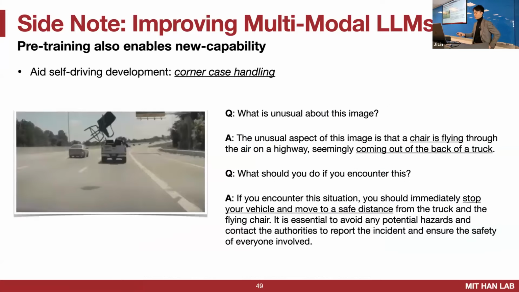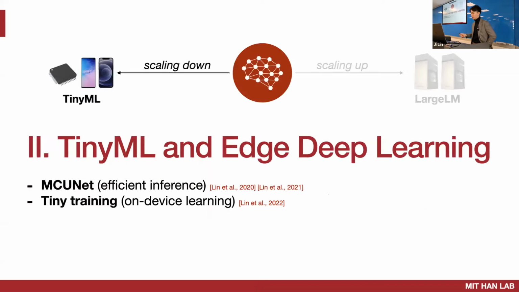And because of the large pre-training corpus, we find our model can also aid self-driving development by reasoning about some corner cases. This one is not something you usually see day to day when you drive, but the model can learn that there's a chair flying out of the back of the truck, and you should actually pull over if you see something like this. So it's a good lesson we can take. Okay, so this concludes the part on the scaling up side.